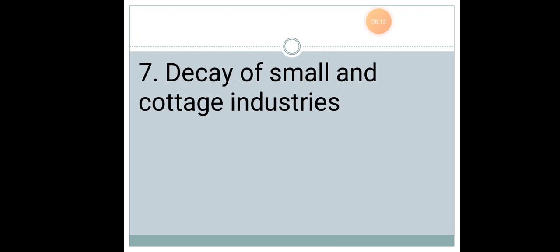Only the economic people were used in agriculture. The British wanted our economic people to do all the necessary things for their economy, for their market, for their international market. Because of this, the decay of small and cottage industries started increasing.